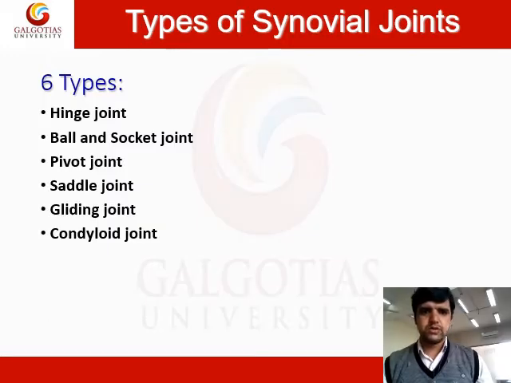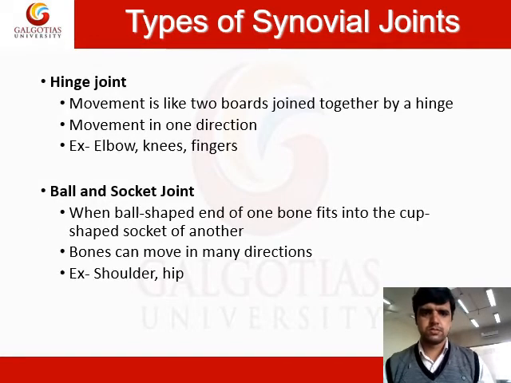Now we are going to discuss the types of synovial joint. There are 6 types of synovial joint: hinge joint, ball and socket joint, pivot joint, saddle joint, gliding joint and condylar joint. Now we are going to discuss each one in brief detail from the next slide onwards. First, we are going to talk about the hinge joint.